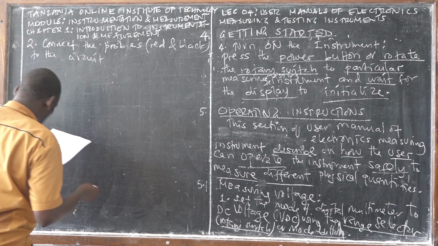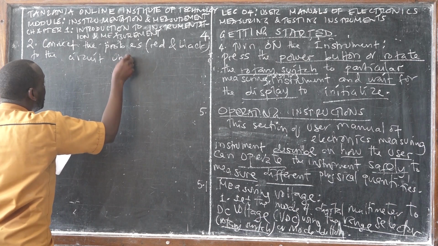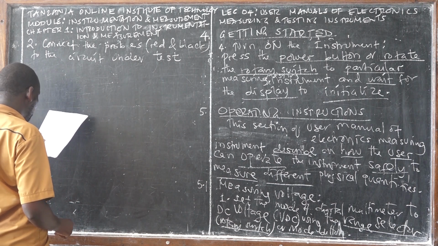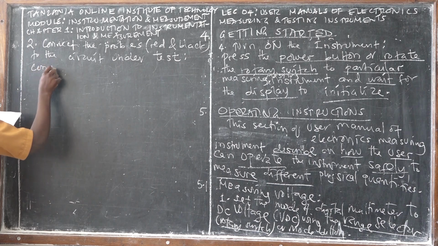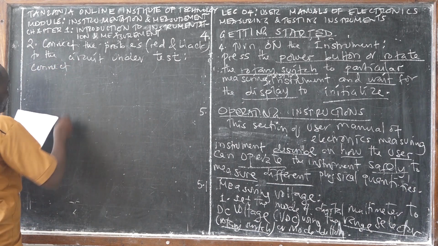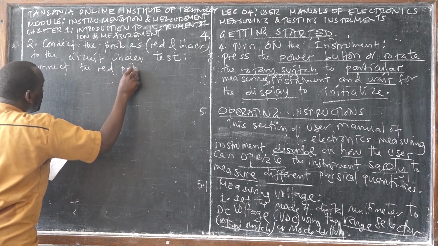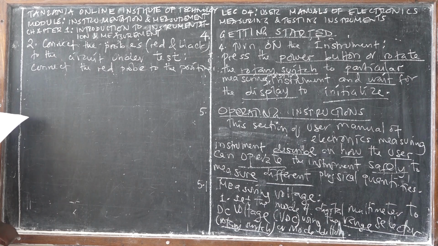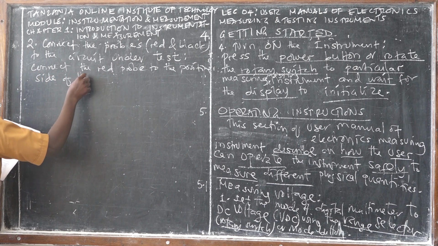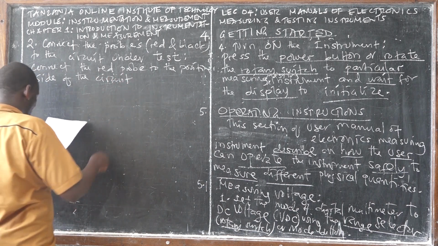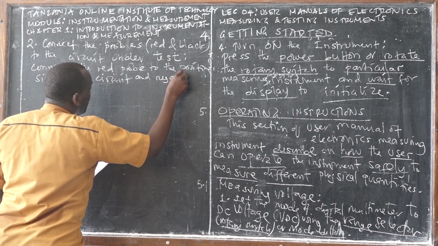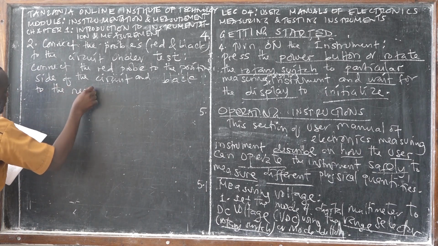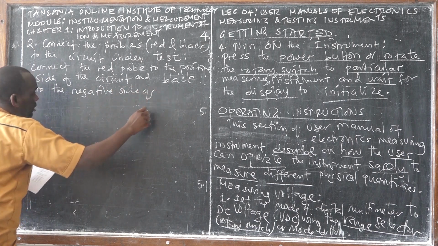Let me write and then I'll show you and you'll understand. To the circuit under test. Connect the red probe to the positive side of the circuit, and the black to the negative side of the circuit.